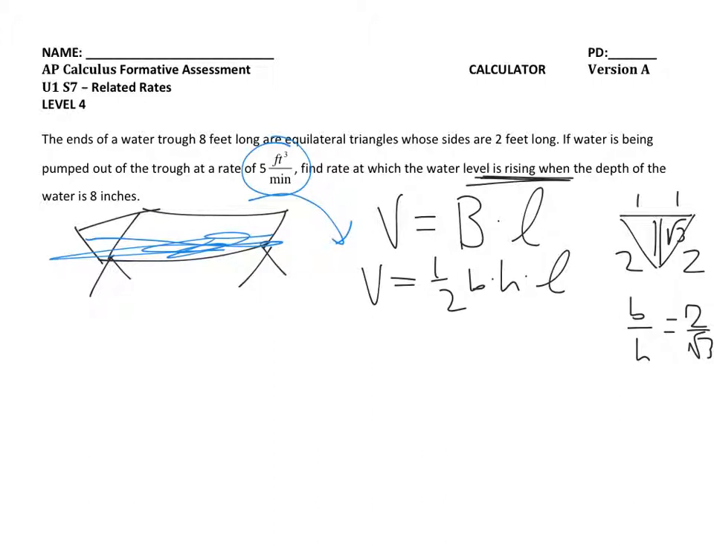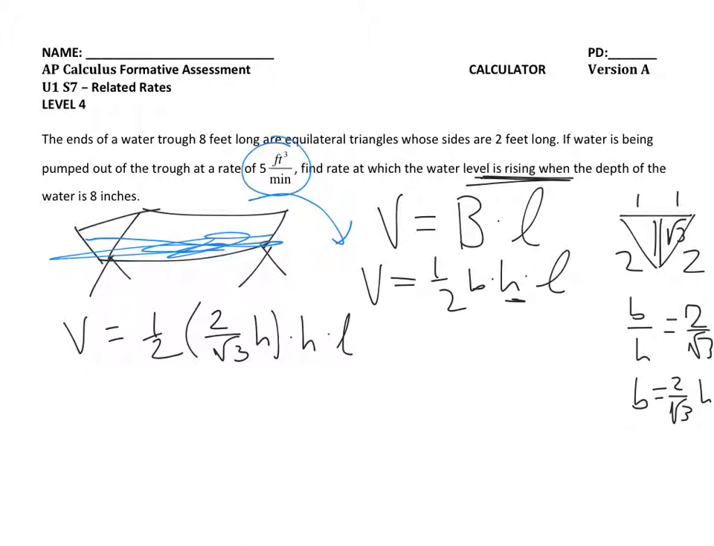We said in the problem the water level is rising. So I'd really like to keep h in my answer. So I now have volume equals 1/2. Again, I want to keep height in there. So my base was 2 over root 3 h. So I have b times h times L, or volume equals 1 over root 3 h squared times L. So I'm at least down to 3 variables, which means I can pretty safely do the product rule here. And I'm going to do that now because I'm just lacking information to make any more relationships.